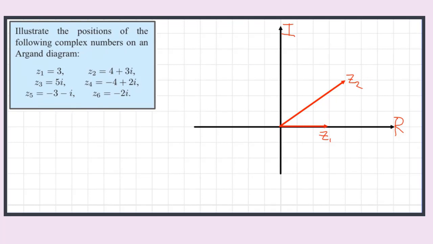z3 is 5i, so that is purely imaginary. So that just needs to go 5 up. So 1, 2, 3, 4, 5 on the imaginary axis. z3.